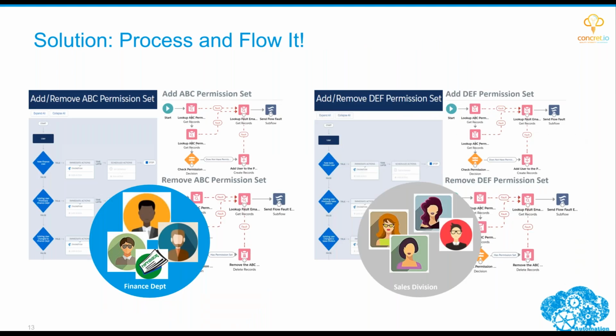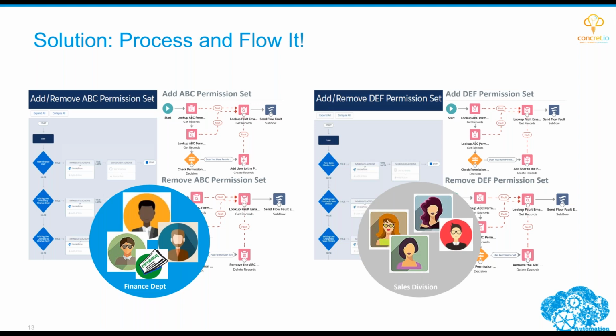So here's a solution that Addison came up with. She has one process to add and remove the ABC permission set for the finance department users, and a flow to add the ABC permission set, and another flow to remove the ABC permission set. And then she has a similar process, add and remove DEF permission set for the sales division users, and an add DEF permission set flow, as well as a remove DEF permission set flow.